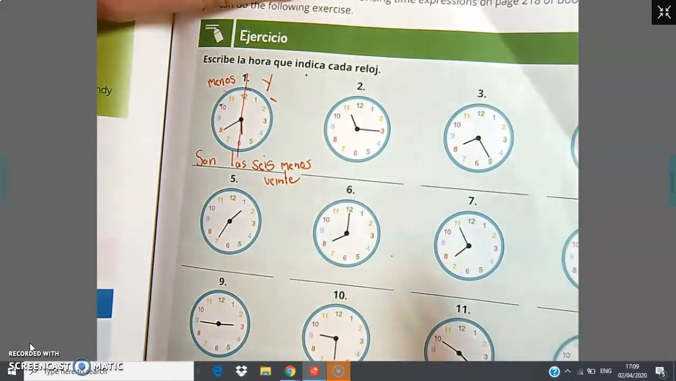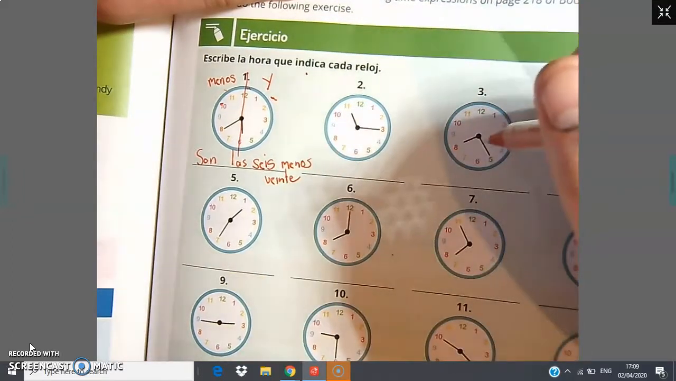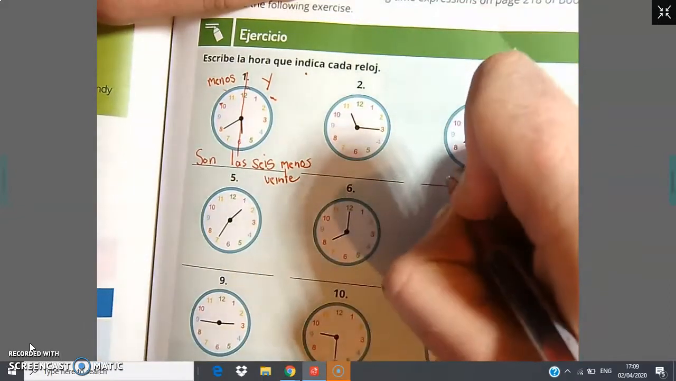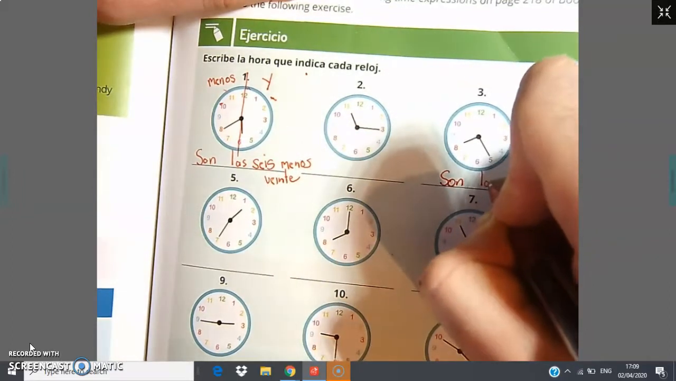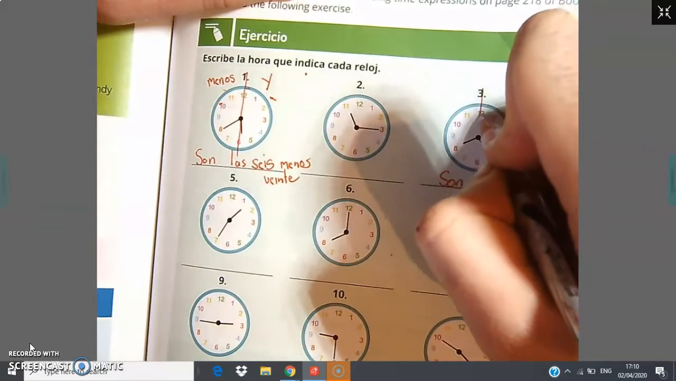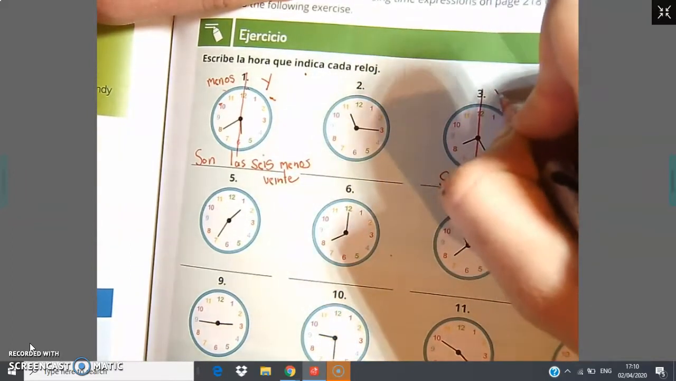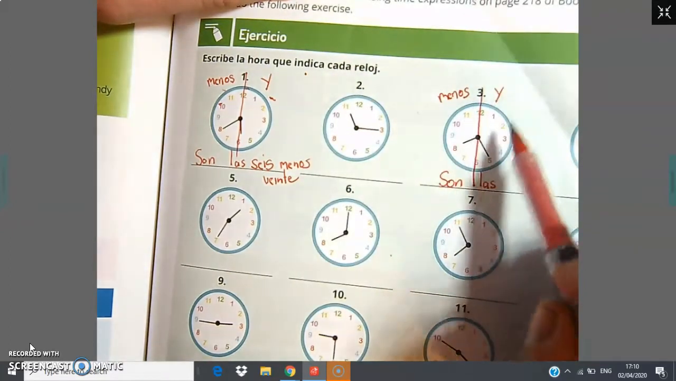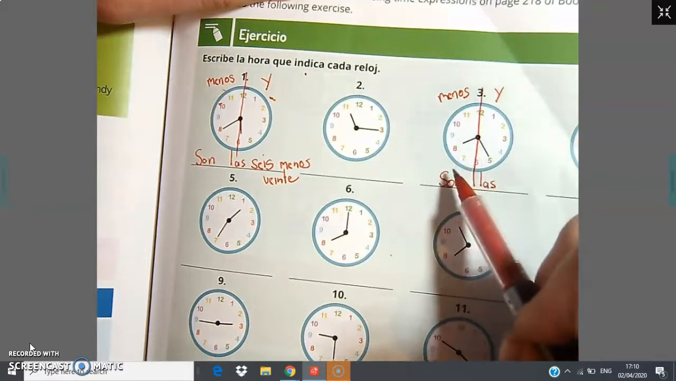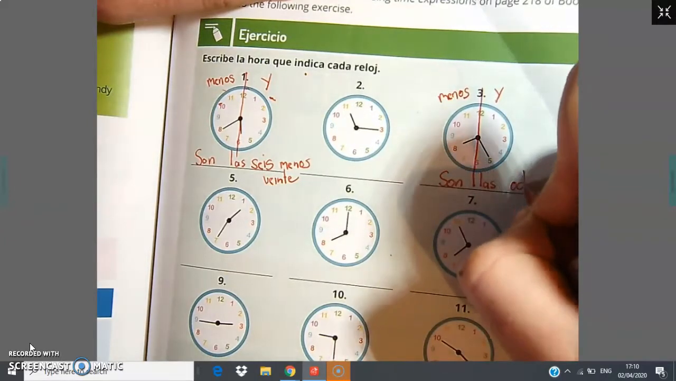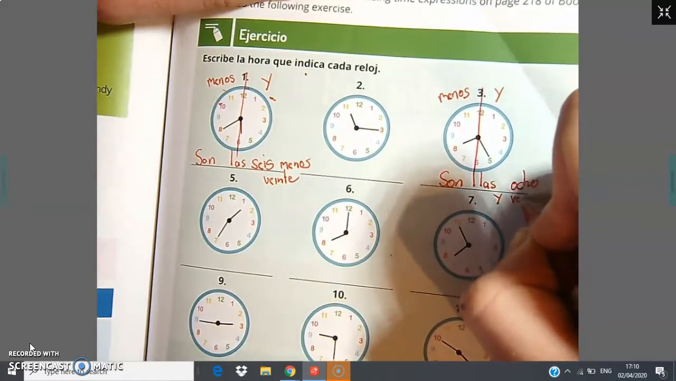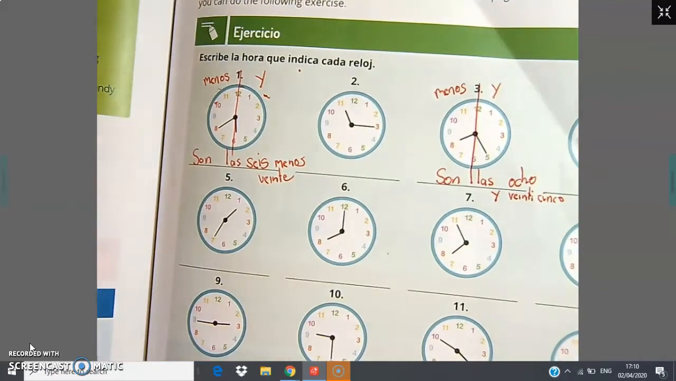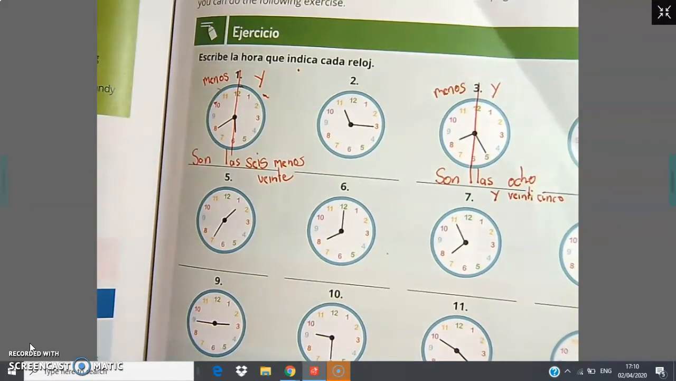If we look at, say, number three as an example, it says 25 past 8. So we're going to start off with son las. Here now we're just going to draw a line down the middle again. So we've got our y and menos. Here we've got this 25 past 8. So we're going to start off son las 8 y 25. Okay, son las 8 y 25.